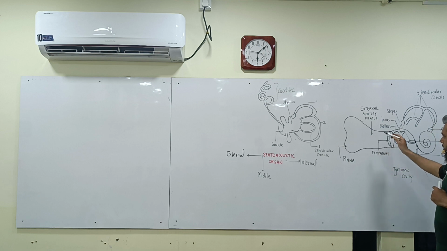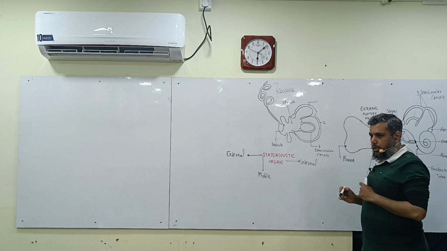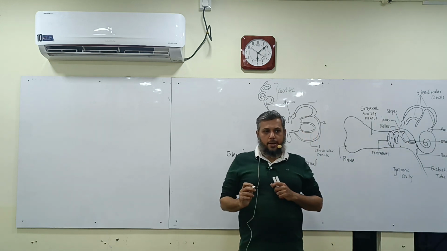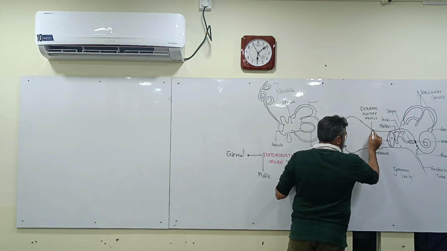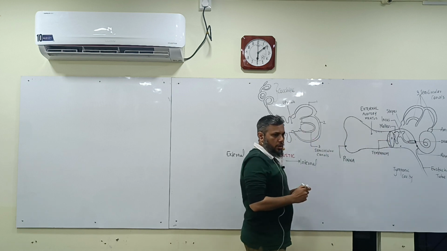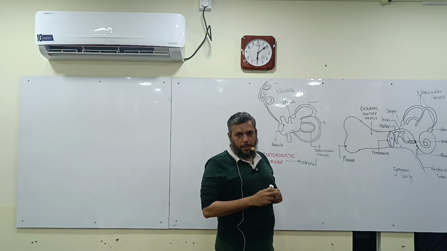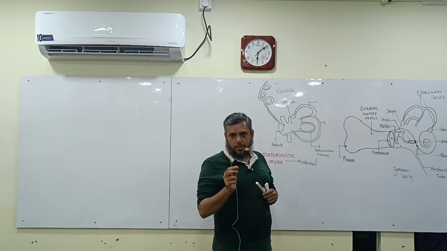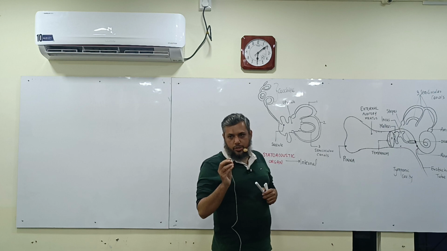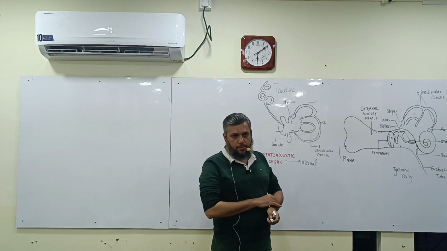Okay, this external auditory meatus is lined by hair cells to trap the dust particles. The skin will show the presence of which cells? Hair cells, and in between the hair cells there are specialized glands which secrete ear wax.